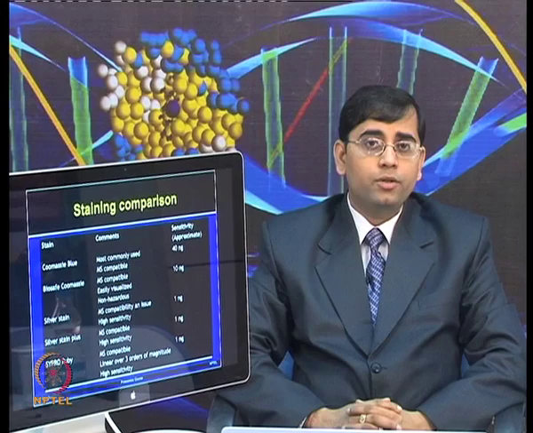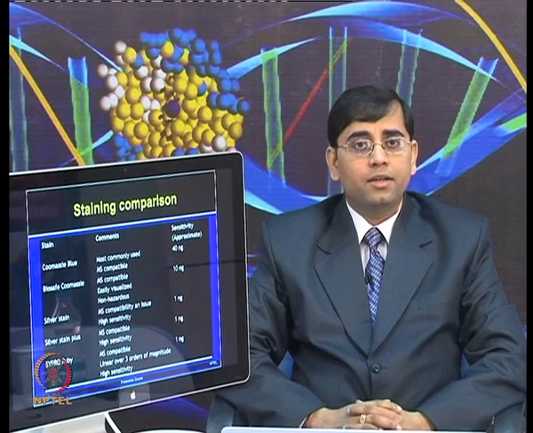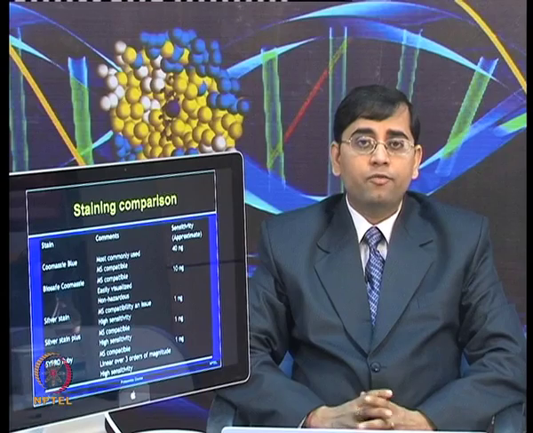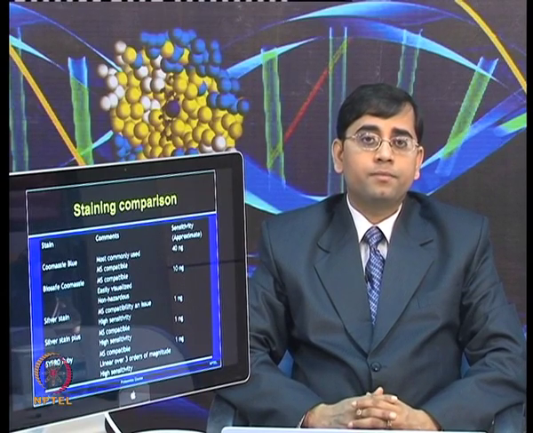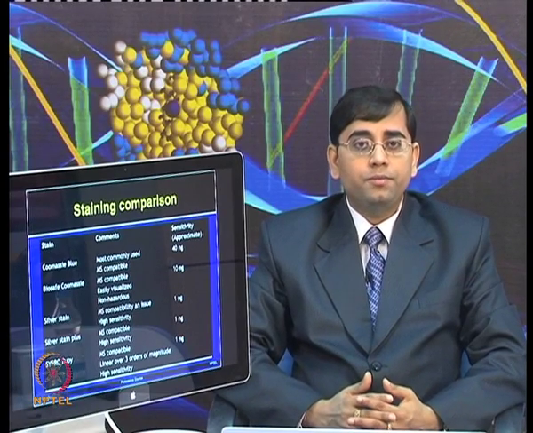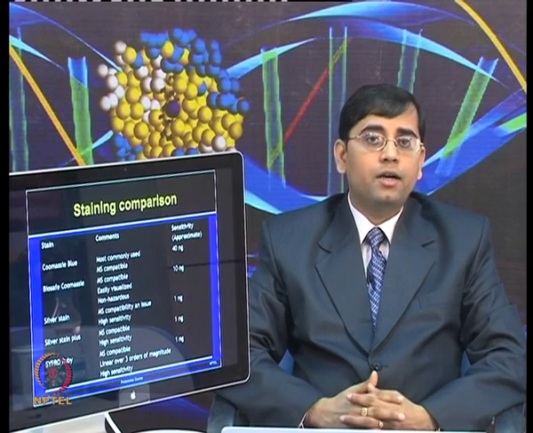Next, we will talk about SYPRO Ruby. This is again a very sensitive stain, compatible for mass spectrometry, and it gives very low background on the gel. So, it offers linear order of 3 orders of magnitude. So, you can see your signal in a much clearer white background. So, by looking at this table overall, you can compare different types of stain available and which one you would like to use for your application.